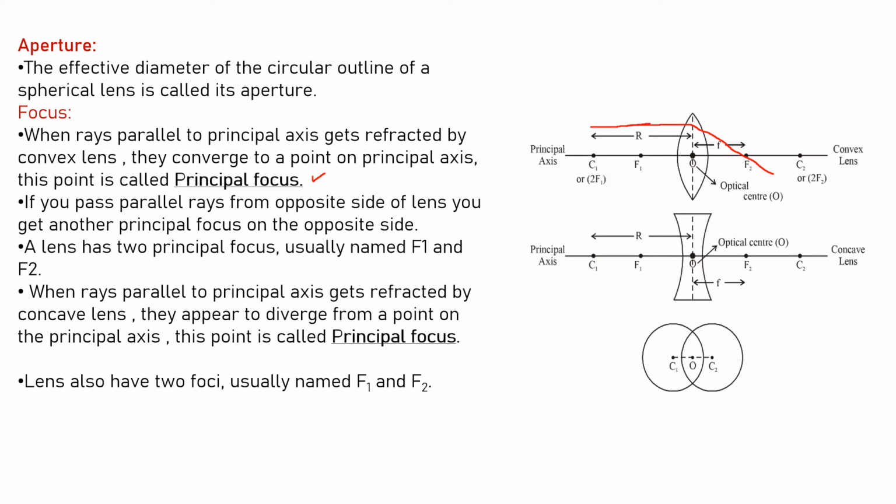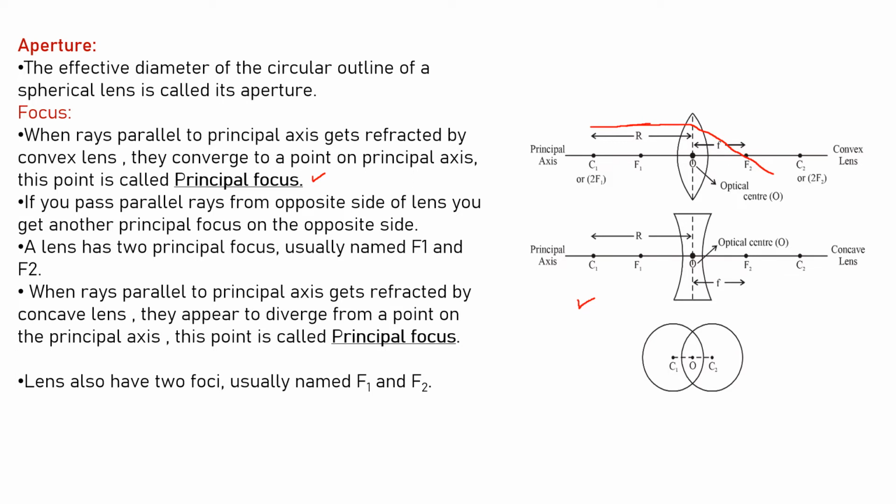On my left hand side I have f1 and c1. On my right hand side we have f2 and c2. So there are two foci and two centers of curvature. Now, when a ray parallel to the principal axis gets refracted by a concave lens, let's take the case of the concave lens, they appear to diverge from a point on the principal axis. This point is the principal focus.